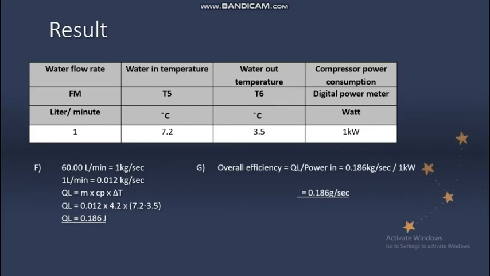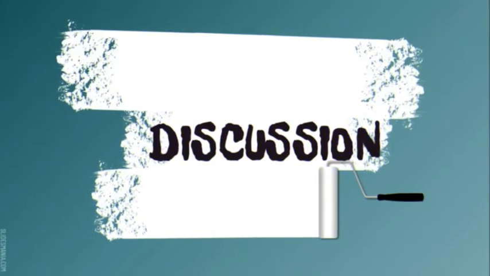For part F, for heat transfer calculation, we use the given formula. All the data had been given, follow the data given, and we will get the result for heat transfer. Lastly, for part G, the calculation for overall efficiency of the refrigeration machine is by using the formula QL over power in. The QL is the heat transfer that we calculated in part F, and power in is the value of compressor power consumption in the table above. All the data is ready and we just directly divide to get the overall efficiency result.